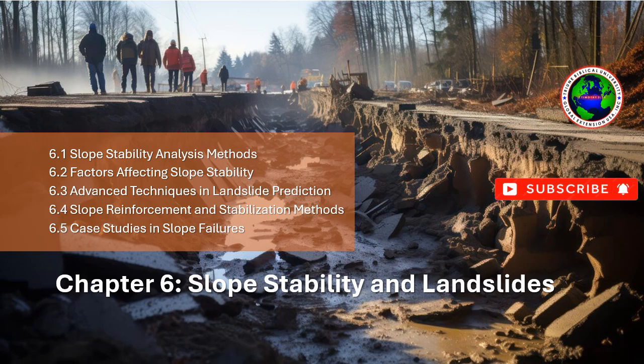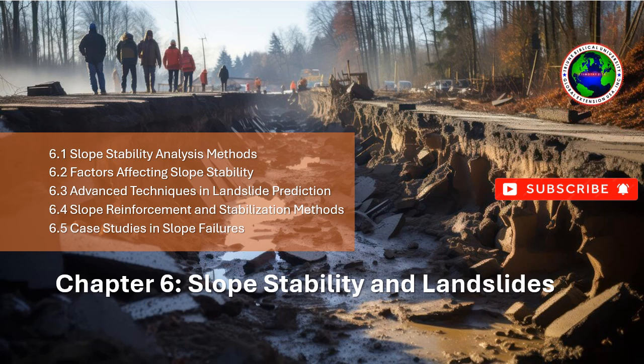Electrical resistivity imaging, ERI, involves measuring the electrical resistivity of the soil to identify variations in moisture content, soil composition, and the presence of water or weak layers that could affect slope stability. It is particularly useful for detecting areas of saturation and potential groundwater movement.